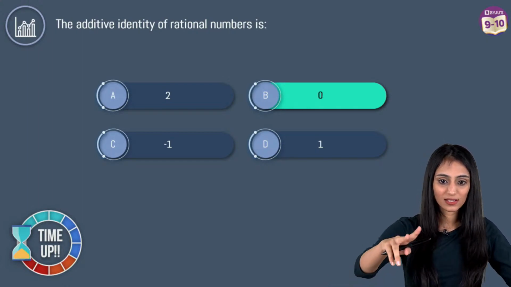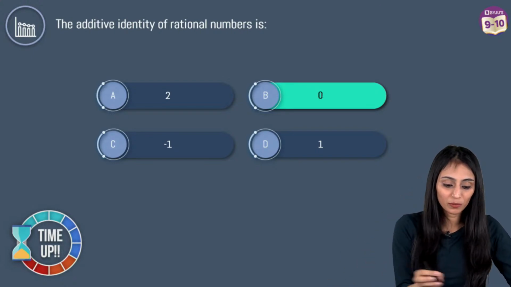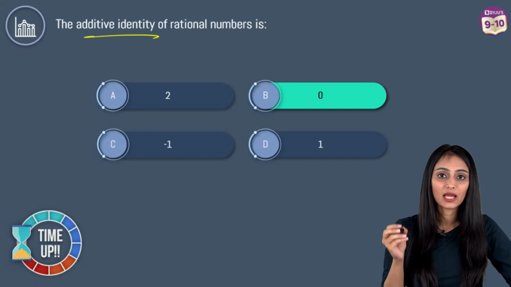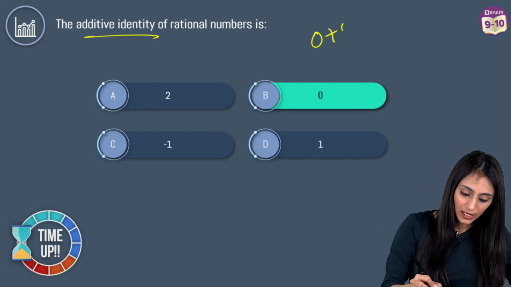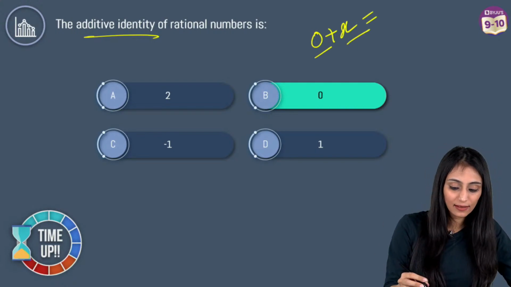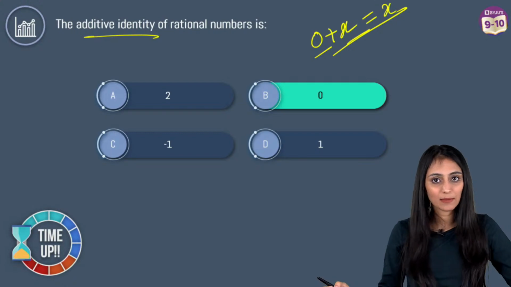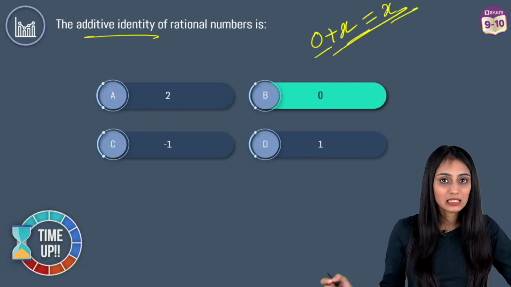So I can see others' answers as well. Some are saying it's D, that's 1. See, additive identity of rational numbers. What do you mean by additive identity? That means, let's say the rational number is X here. Whatever it is, if I add 0 to any rational number, I'll get the same number itself, right? So the additive identity for rational numbers is going to be 0.